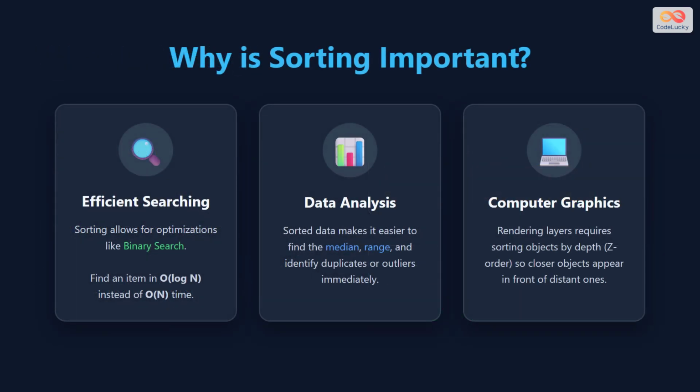Why do we spend so much time studying sorting? The most important reason is efficiency. When data is sorted, we can find what we are looking for much faster using algorithms like binary search, which cut search time drastically. Sorting is also crucial for analyzing data, like finding the median value, and in computer graphics for rendering objects in the correct depth order.